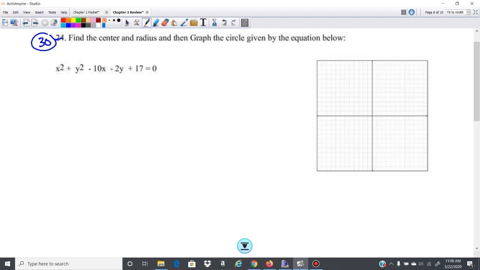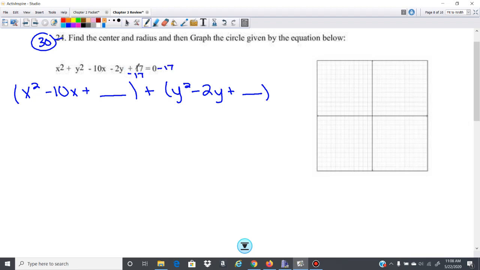What we want to do here is group it to complete the square. So we're going to put the x terms together, x squared minus 10x. And I'm going to be completing the square, which means I'm going to be adding something here, so I'm going to say plus blank. Then we're going to group the y terms together, y squared minus 2y. Okay, and again, plus blank. And then the 17, I'm going to subtract it from both sides. So I get my constant on one side, so negative 17.